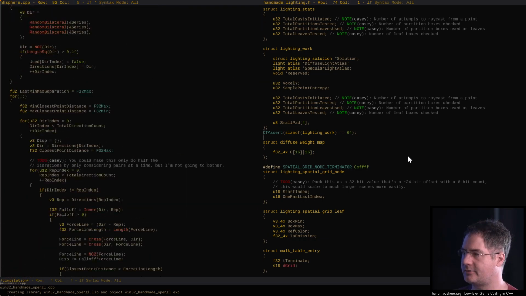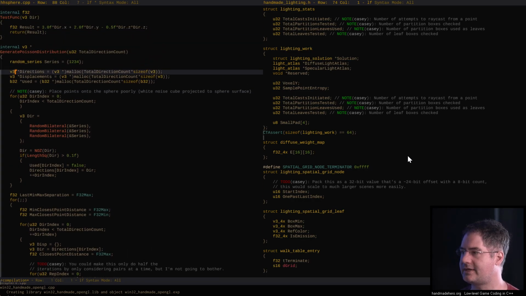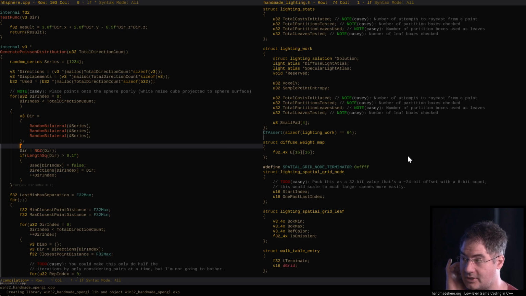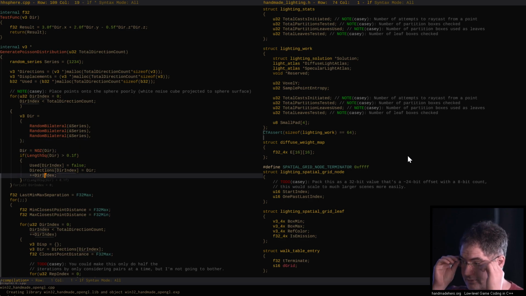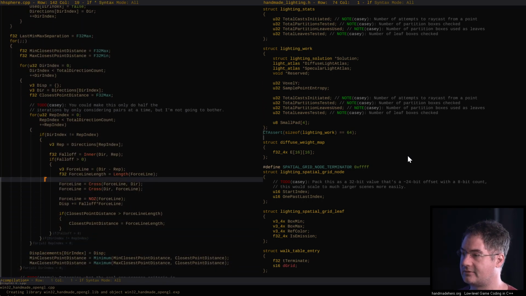So here's how we did this, right? We allocate some space for ray directions on a sphere. We randomly initialize them to white noise. So we start with white noise. Then we use basically energy repulsion. We basically look and repulse points based on how many things are close to them. You know what I mean?